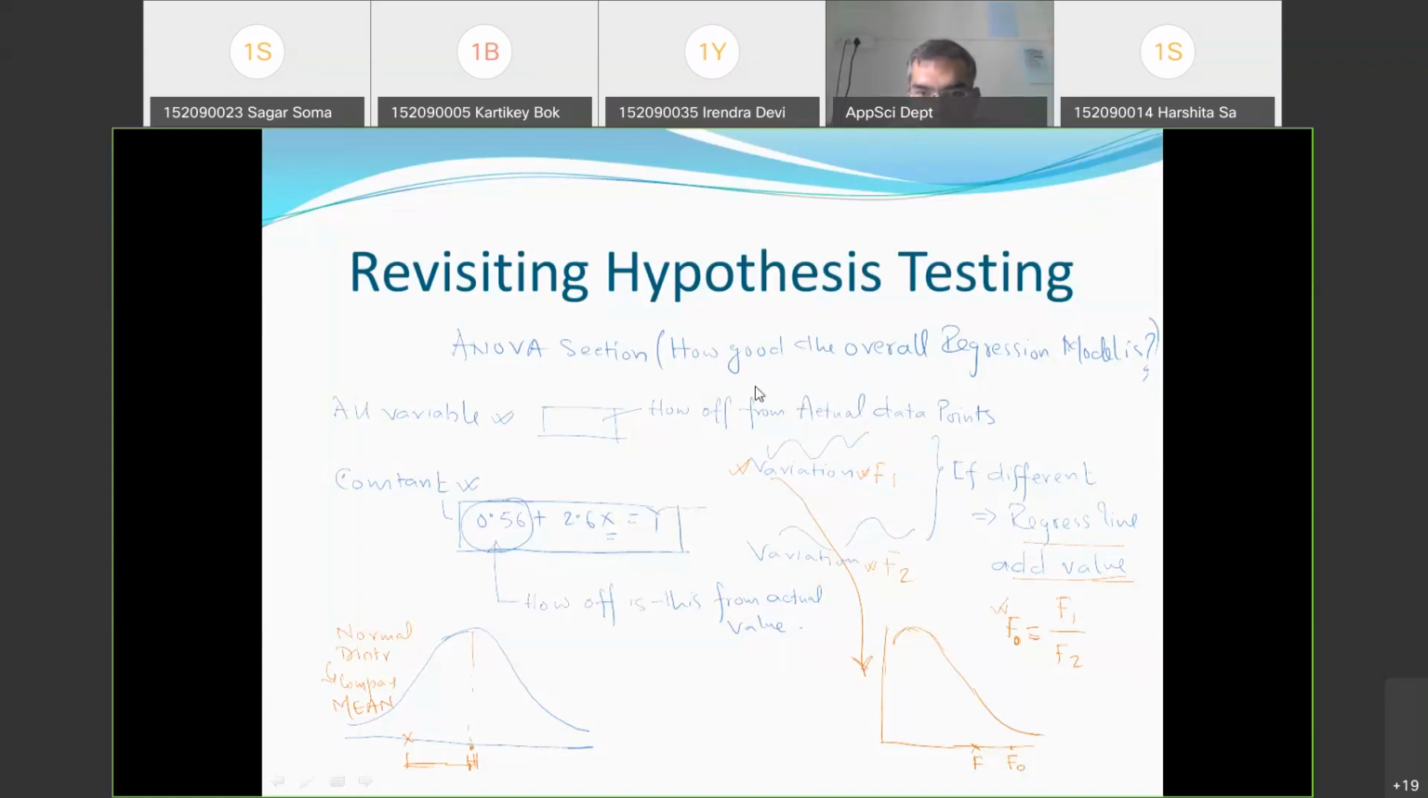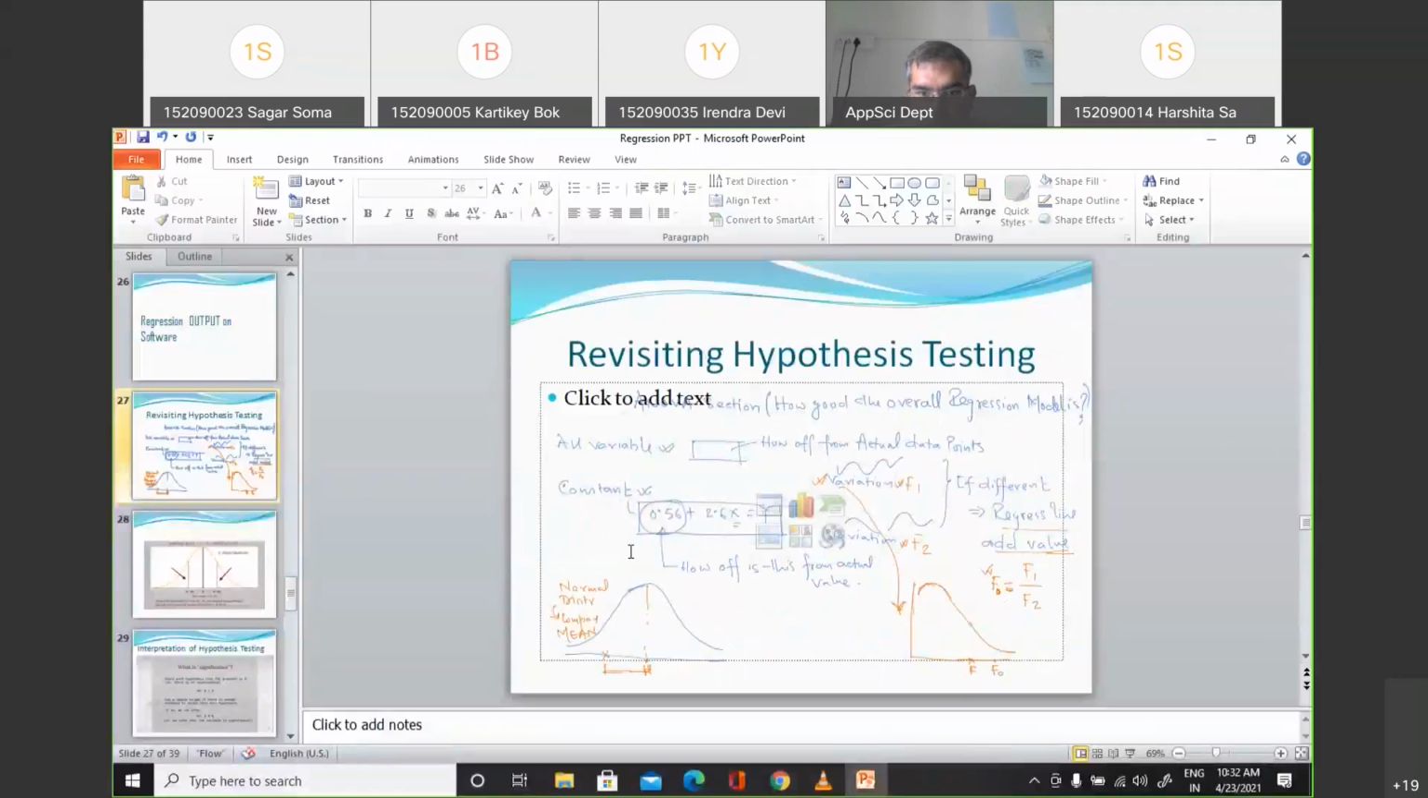Yes. So in the ANOVA section, this is how we analyze, we use the hypothesis testing concept. Okay, let us move on to the ANOVA section then. In the variable section, I'll discuss hypothesis testing again, how it is used in the variable section, then we will see.